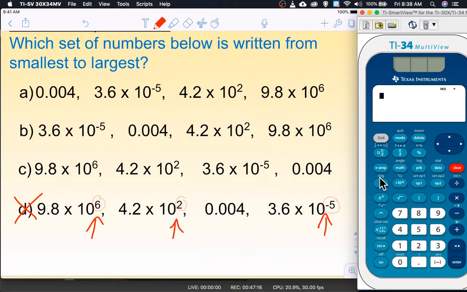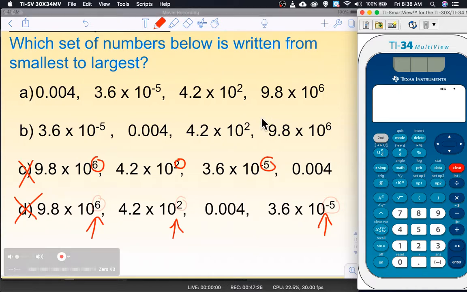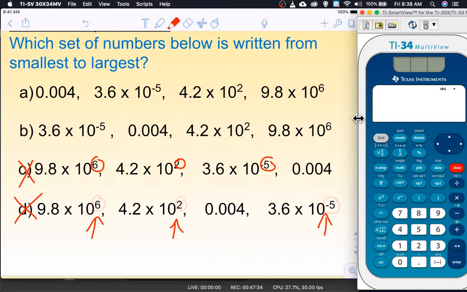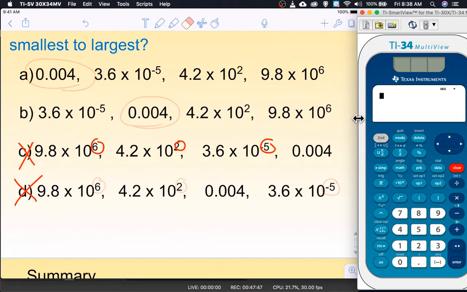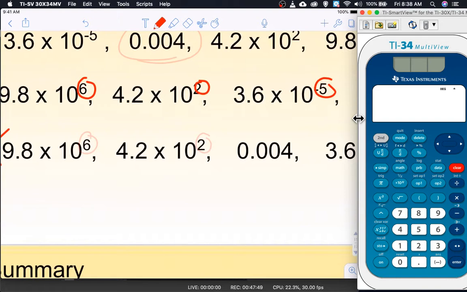All right. So for the same reason we crossed off letter D, we could also cross off letter C. My exponents are definitely wrong. That is not from smallest to largest. So that leaves us A and B. Negative 5, 2, 6, negative 5, 2, 6. So the only kind of wild card number is this one. We have to figure out where it would actually fit in to make this work out. Since all the other numbers are in scientific notation, I'm going to change this 0.004 into scientific notation.